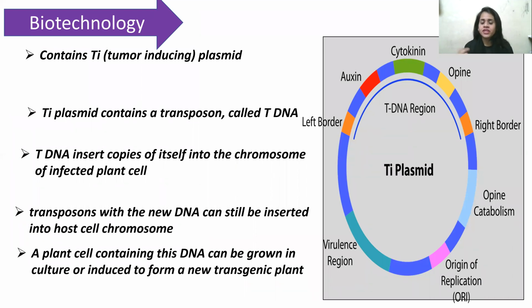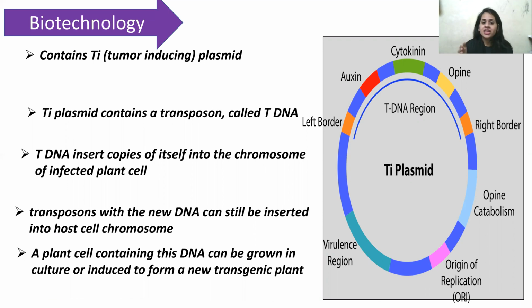This is the structure of TI plasmid, which you can see on the screen. What is the full form of TI plasmid? The full form is tumor inducing plasmid. So in its name itself it is clearly visible what its effect is, right? It is a tumor inducing plasmid, meaning it will cause tumors.